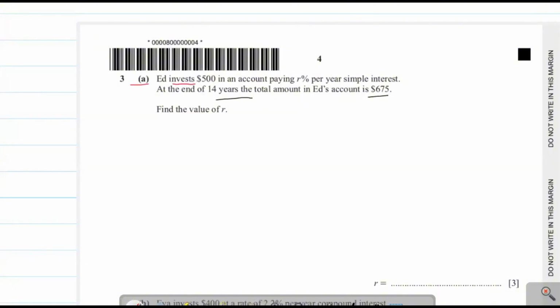Question 3, part A. Ed invests $500 in an account paying R% per year simple interest. At the end of 14 years, the total amount in the account is $675. Find the value of R. Look here, this is the investment amount. We name it P, it is $500, and the rate we have to calculate, and the time here is 14 years, and the amount after 14 years will be 675.